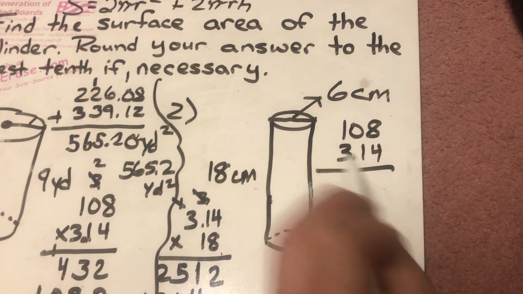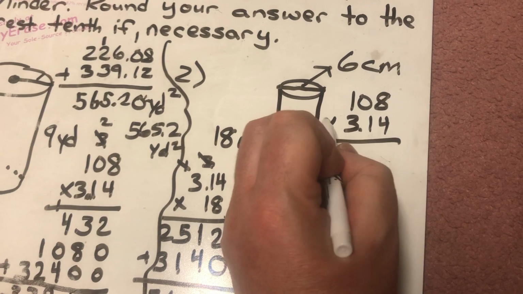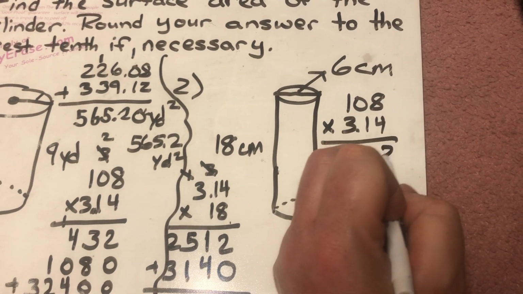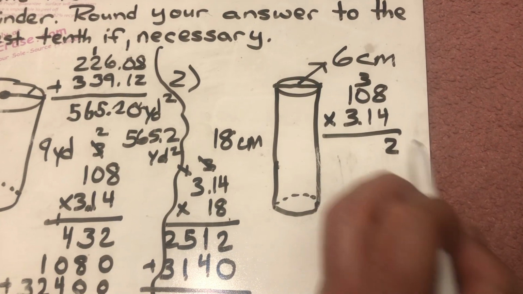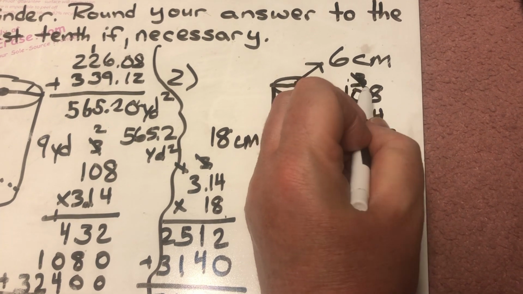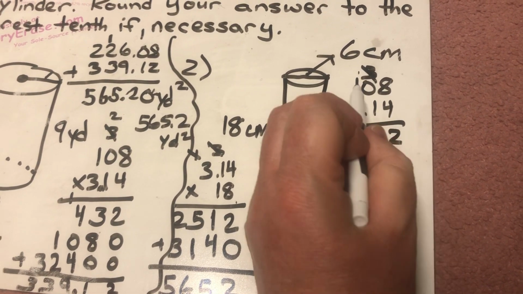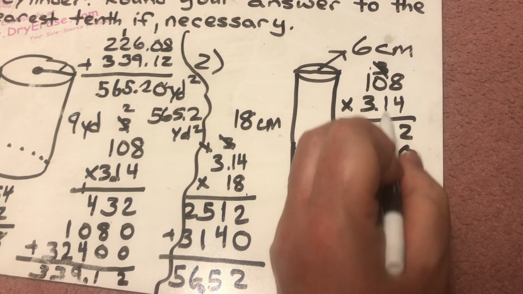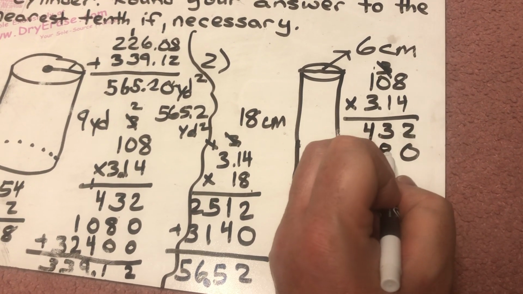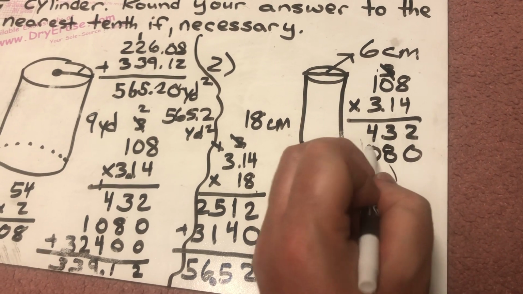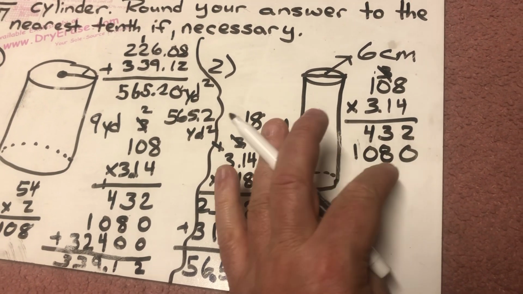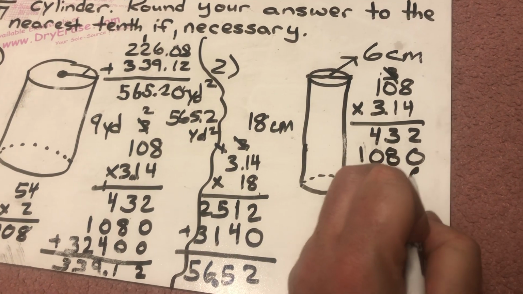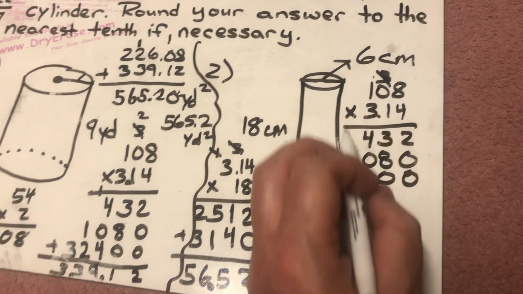So I go ahead, get that set. I'm going to multiply that. 4 times 8 is 32. Put the 2 down, carry the 3. 4 times 0 is 0, plus 3 is 3. 4 times 1 is 4. Put the 0 down so it all lines up with my 1. 1 times 8 is 8. 1 times 0 is 0. 1 times 1 is 1. I put 2 zeros down so it all lines up with my 3.